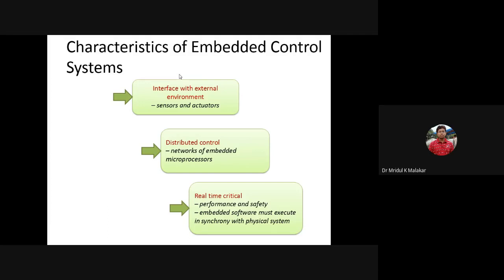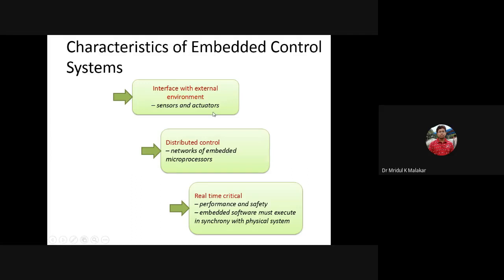We have studied in the theory that embedded system is different, embedded control system is different, but embedded control system and the total electrical drive system, without that embedded control, the electrical drive is an interdisciplinary thing and requires knowledge from all sides. Complete knowledge is required to develop one complete system. So it is characterized by an interface with the external environment.